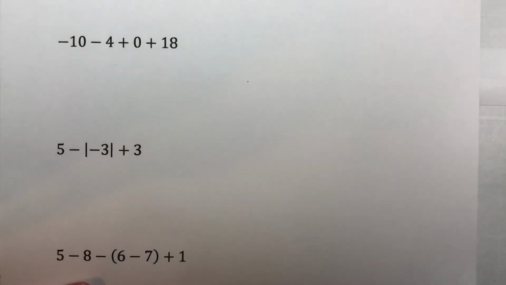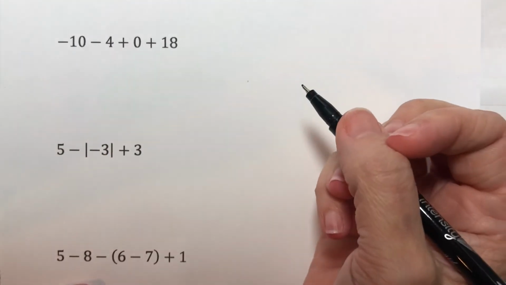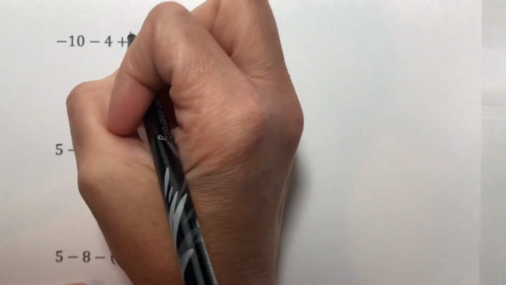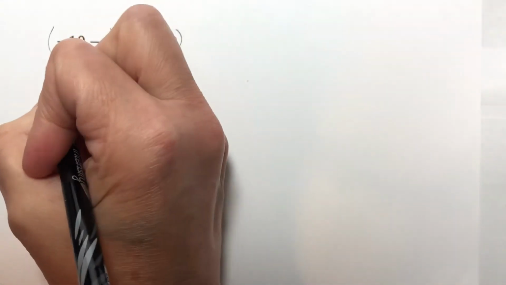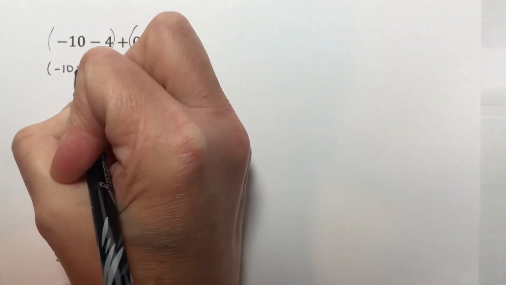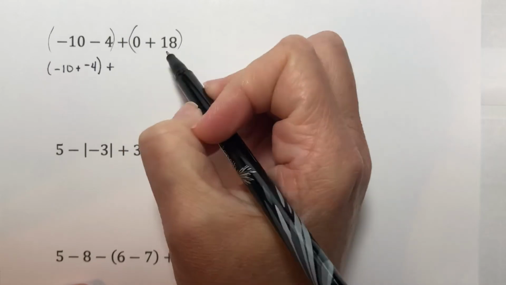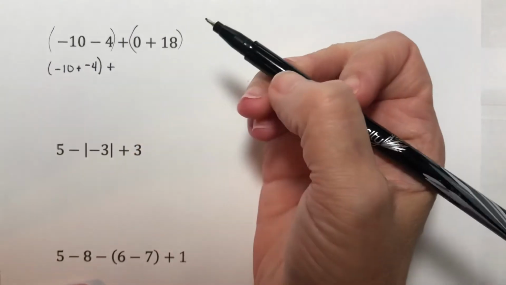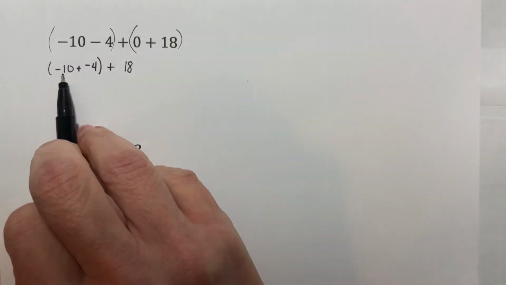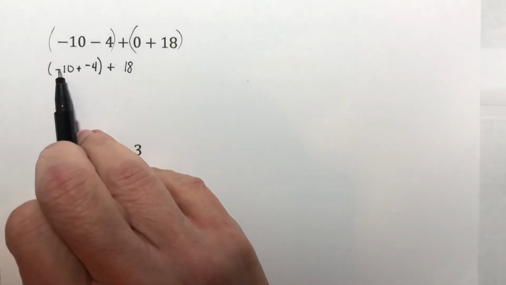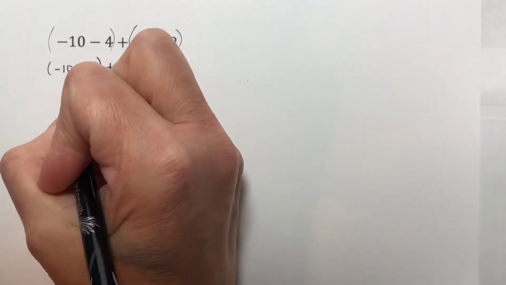Okay, so -10 minus 4 plus 0 plus 18. Let's work like this. Okay, this would be -10 minus 4, so that's plus -4. Plus, well, these are just two regular positive numbers and one of them is 0. 0 plus 18 is 18, right? Have to worry about that. Here, now let's do these. These have the same sign, so we add them together. 4 plus 10 would be 14. They have the same sign, so it's negative.